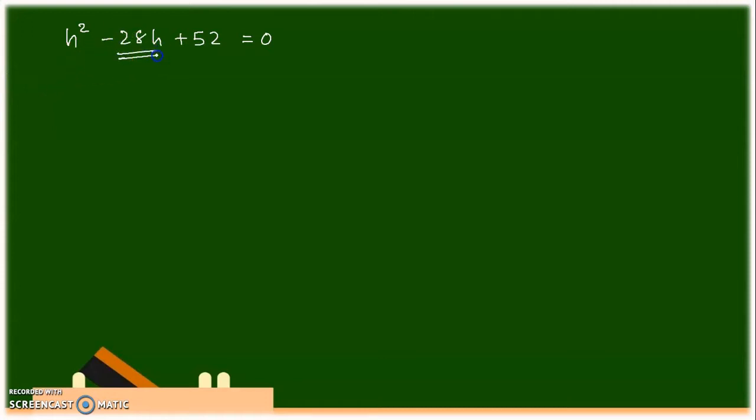We will split this middle term in such a way that its addition will be equal to minus 28 and multiplication will be equal to 52. So we can split it as minus 26h minus 2h, and this 52 as it is, equal to 0.